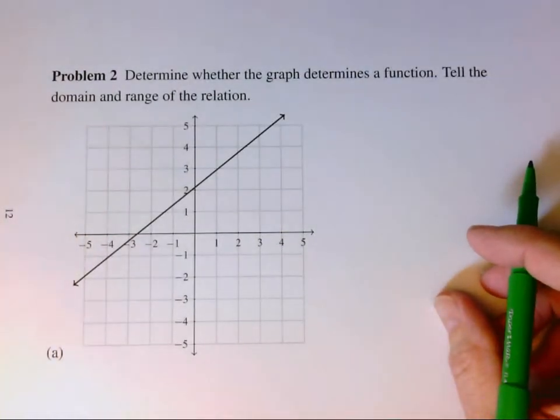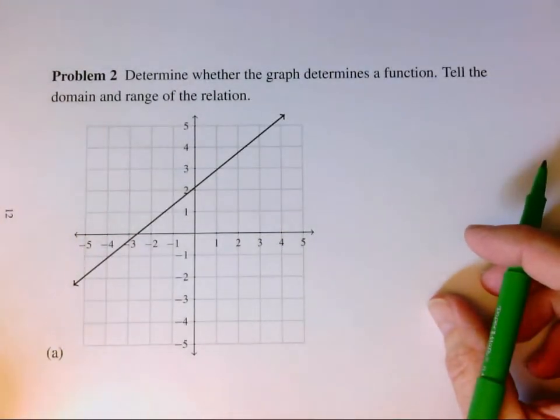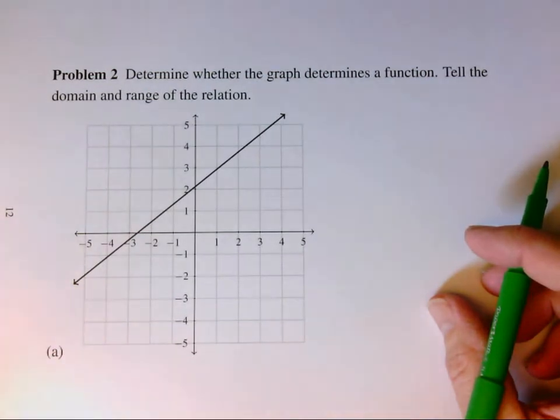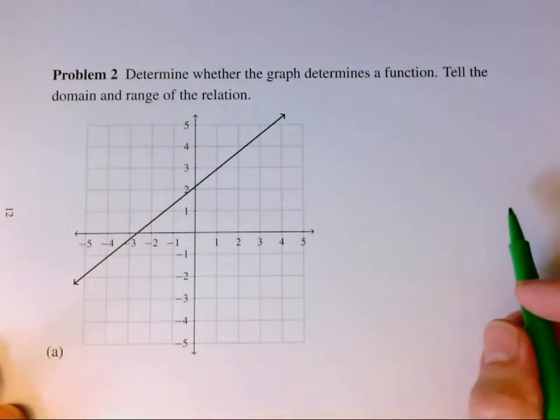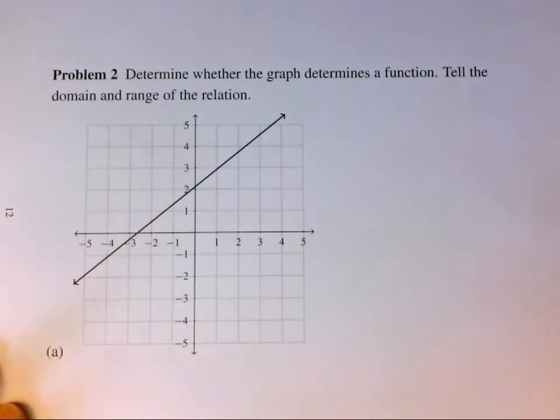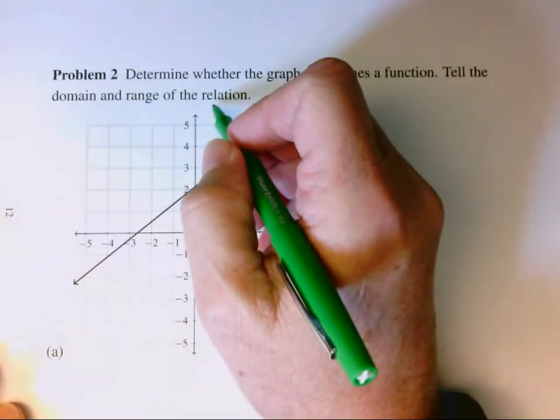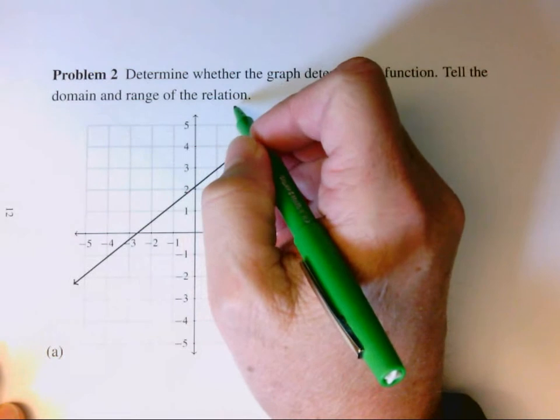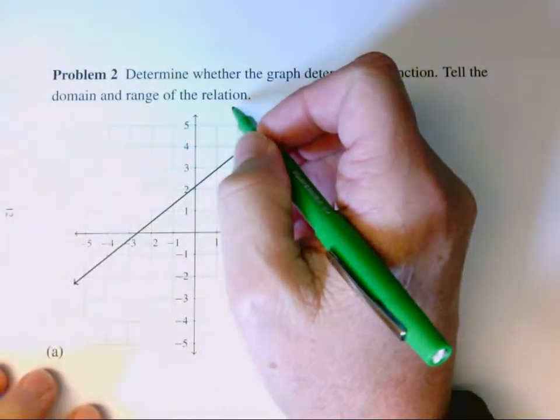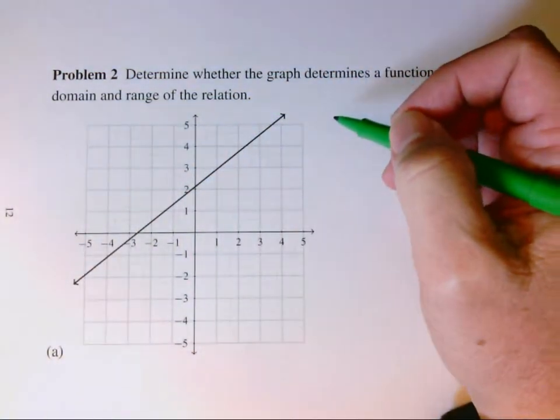Welcome back, everybody. We're continuing now with a few problems that reinforce the concept of function. Problem 2: determine whether the graph determines a function, then tell the domain and range of the relation. Any picture in the plane is a relation, so there's always a domain and range. The question is whether the thing is a function.